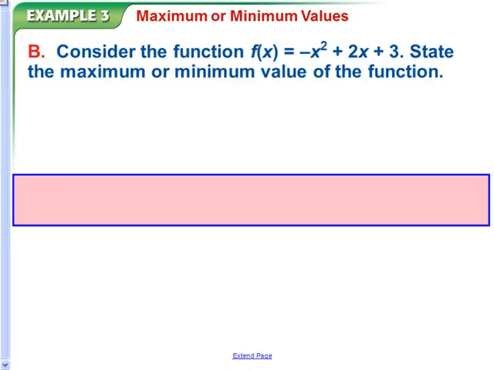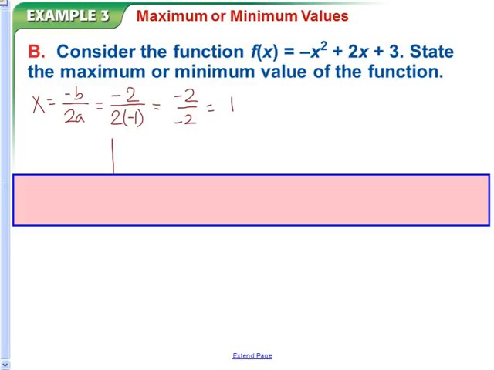Okay, so now it's the same equation. It says state the minimum or maximum value. Well, we know that it is going to be part of the vertex. So we have to find the vertex by doing the axis of symmetry. So that would be negative 2 over 2 times negative 1. So negative 2 over negative 2, or just 1.